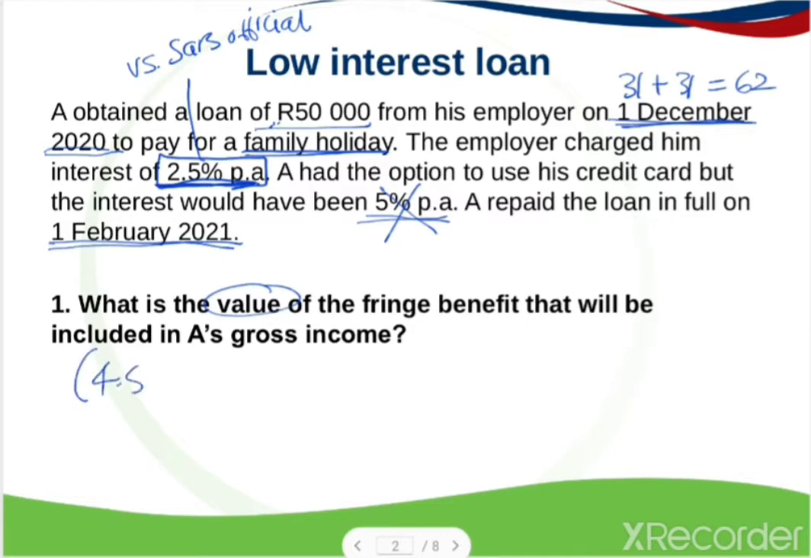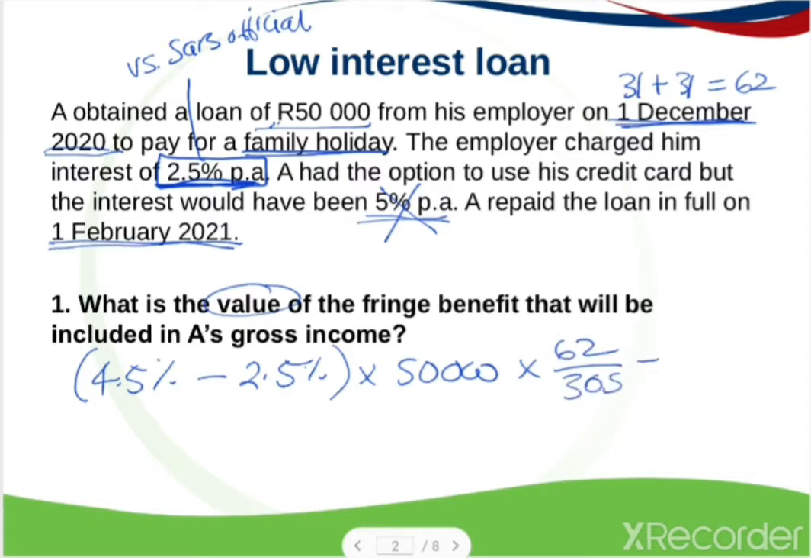So you would take the 4.5% being the SARS official rate minus 2.5%, which is the actual rate on the loan, times the capital outstanding of 50,000 times 62 divided by 365. That gives you a fringe benefit of 170 rands.